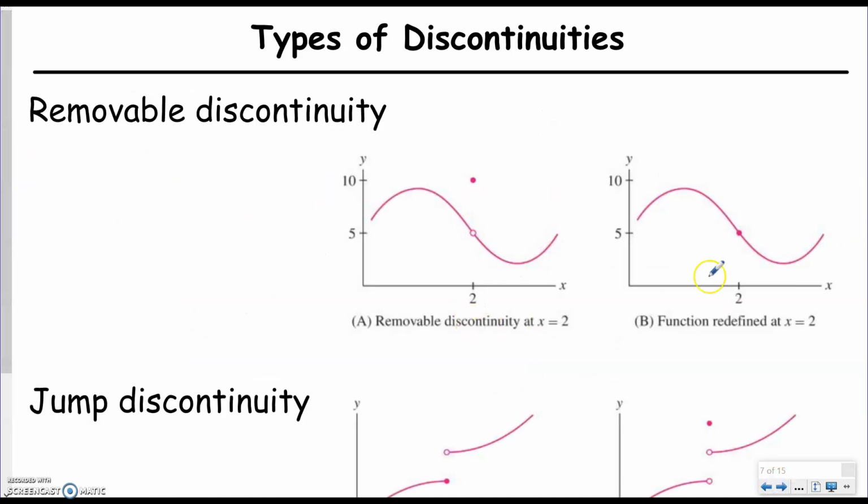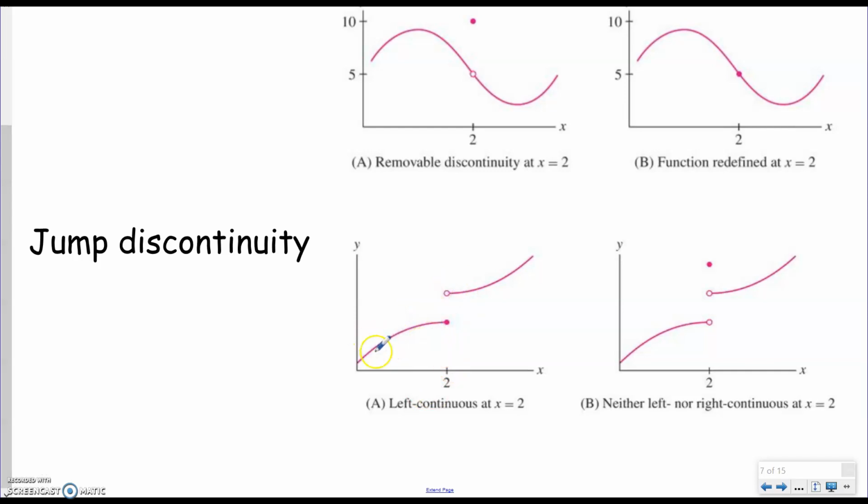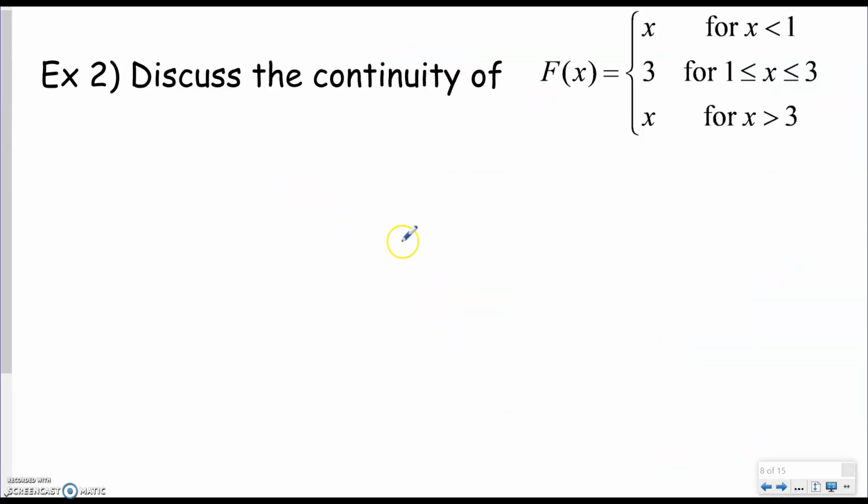Okay, so here's your removable discontinuity. If I were to plug this point in here, it would make it continuous, so it's a removable one. And then your jump discontinuities, there's actually a jump in the graph. Okay, so we are going to discuss discontinuities of functions. Okay, so I'm going to look at each value, 1 and 3.